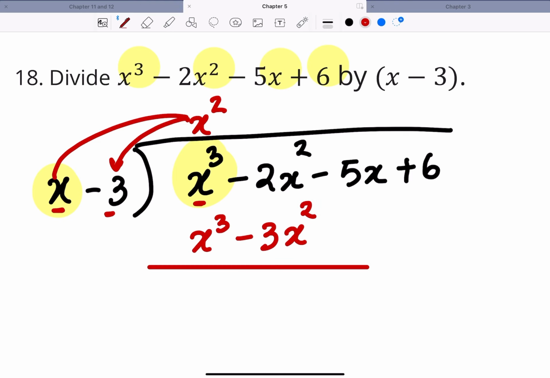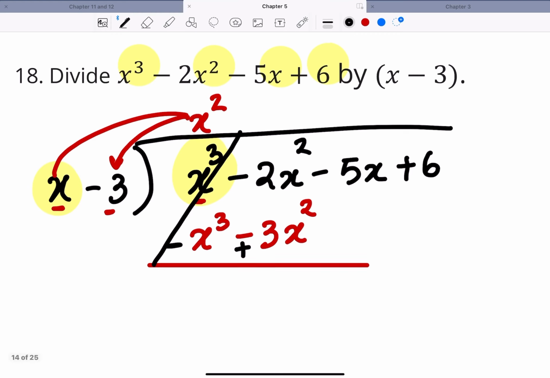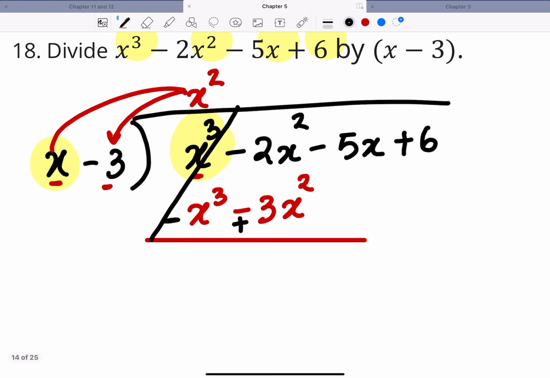Now what do I do? I subtract. When I subtract, what happens? I change the sign. This becomes a negative and this becomes a positive. Positive x cubed, negative x cubed cancel each other. So my first term is gone. That means I'm on the right track. Now, when I subtract, I have negative 2x squared and positive 3x squared, which gives me positive 1x squared. What's my next step? To bring down the negative 5x.